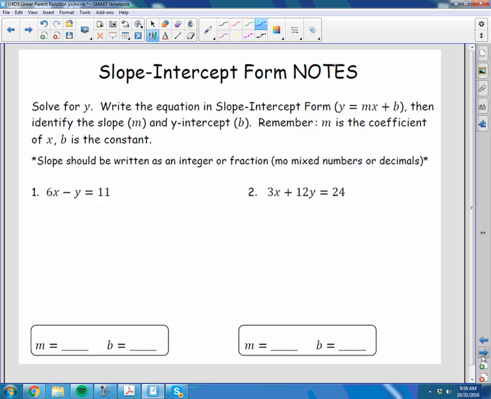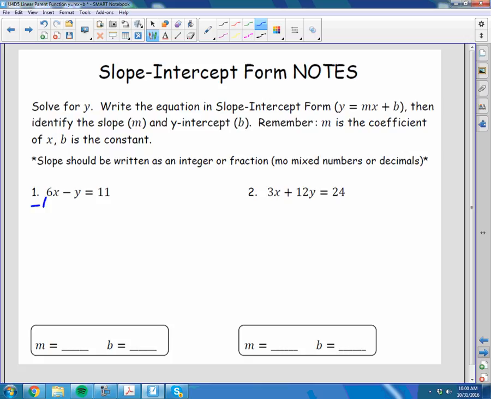So the first question is, on number 1, is it in slope-intercept form? It is not. So what must we do algebraically to get it there? By the way, you will never tell me the slope or the y-intercept until you have the slope-intercept form. Do not try to tell me the slope or the y-intercept unless it's in slope-intercept form. What do we do first?